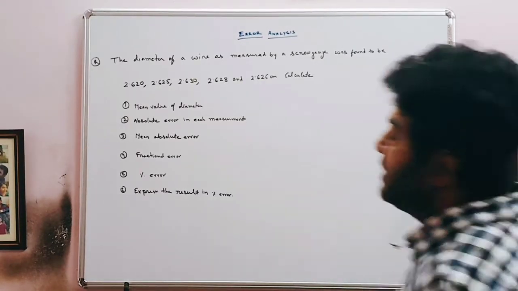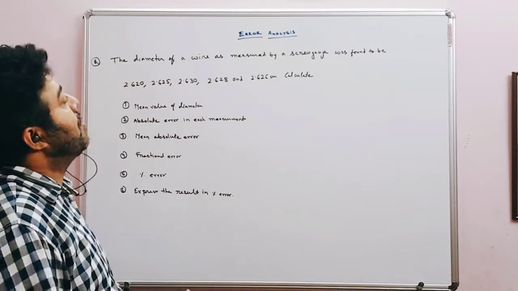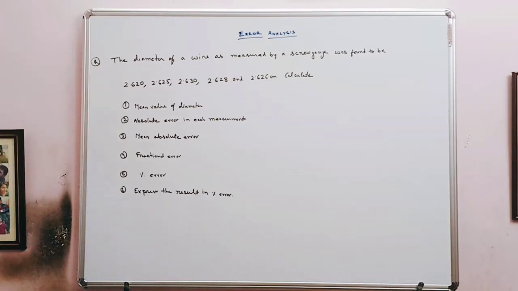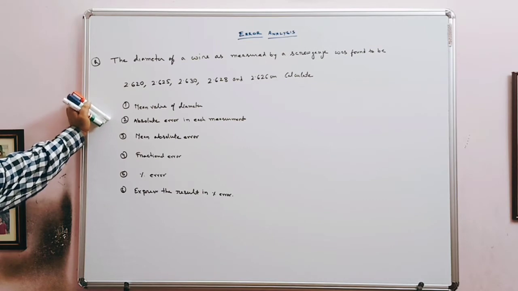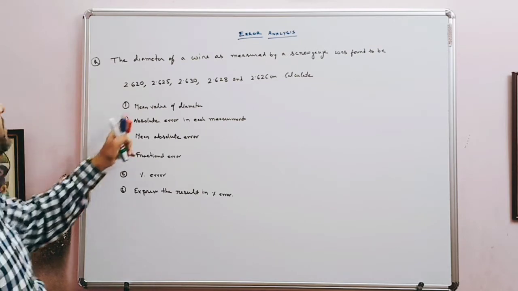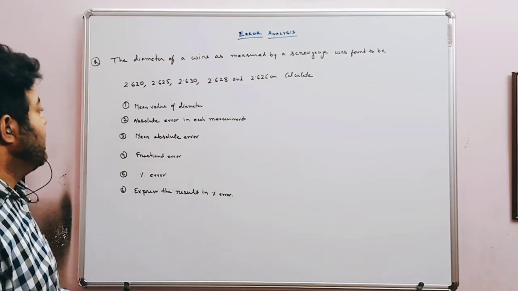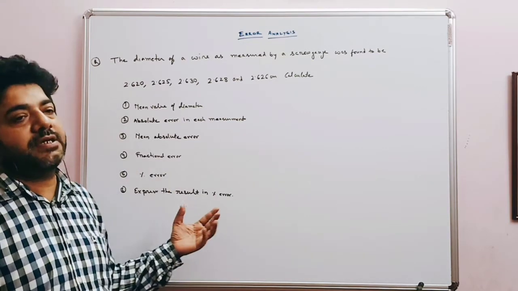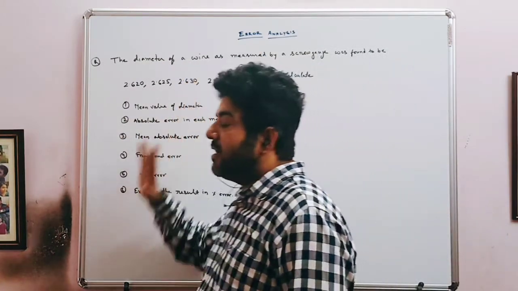Okay, so let's start with the numerical. The question is that the diameter of a wire as measured by a screw gauge was found to be 2.620 cm, 2.625, 2.630, 2.628 and 2.626 centimeter. Calculate number 1, mean value of diameter; number 2, absolute error in each measurement; mean absolute error, fractional error, percentage error, and express the result in percentage error. So you can understand all the errors are given in a single question.